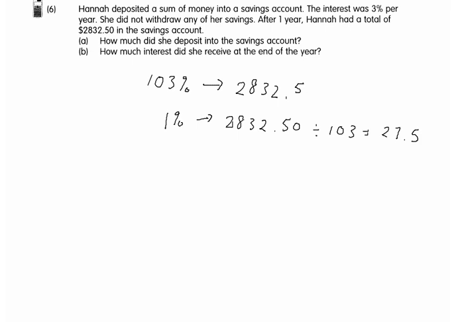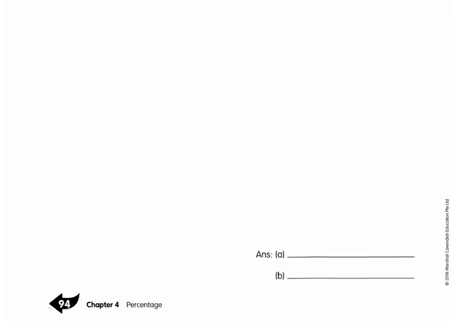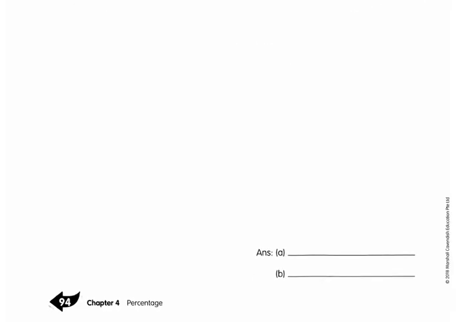Now, how much did she deposit in the bank account? I need to look for 100%, right? So since I'm looking at 100%, it will be 27.5 multiplied by 100, which gives me 2750. But remember, your answer at the bottom, $2,750, you need to put a dollar sign, 2750 with a dollar sign.